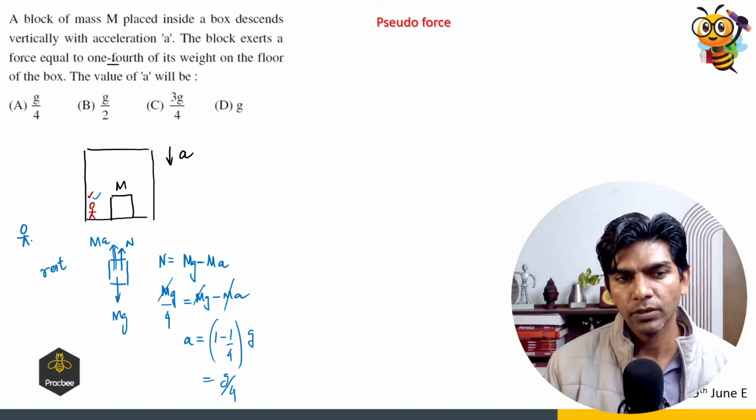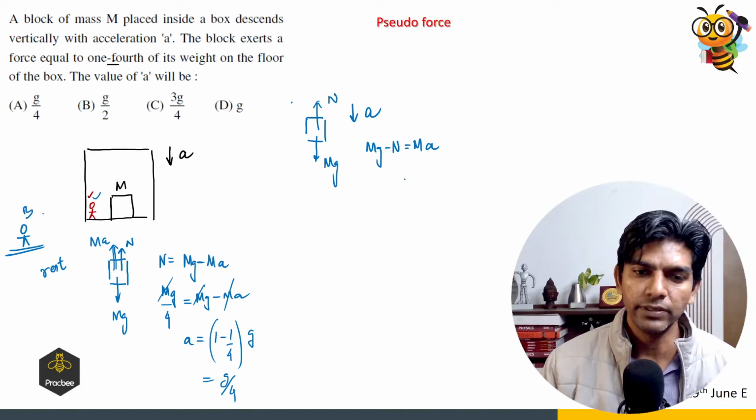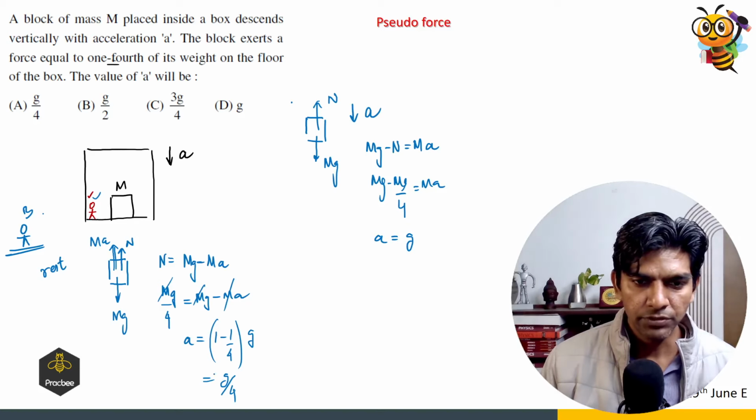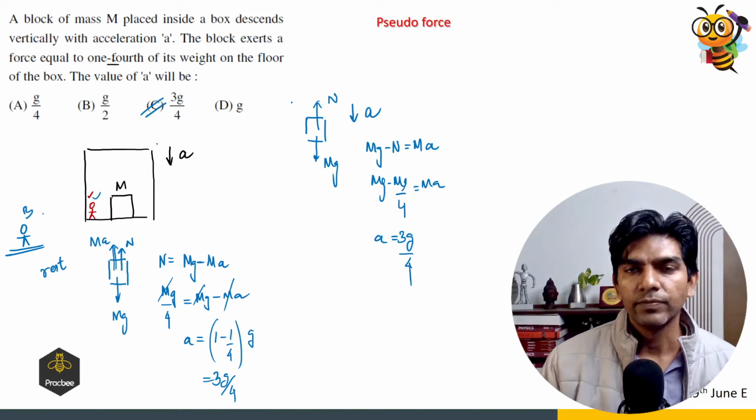So with respect to say this observer B, if I draw the free body diagram, there will be a normal reaction and there will be a gravitational force, and it is accelerating in the downward direction with an acceleration a. So we can say mg minus n will be mass times the acceleration, where normal reaction is given as mg by 4. So mg minus mg by 4 is equal to ma. So this will also give us the same, sorry, this will be 3g by 4, right? So this will also give us 3g by 4. So option C should be the answer.